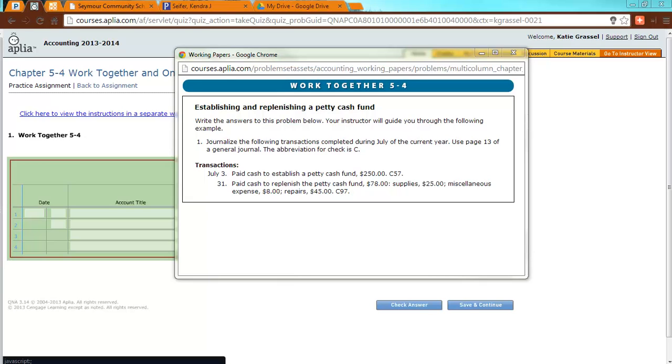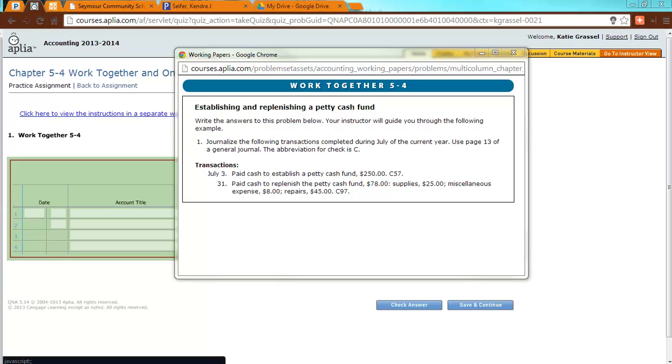So for this transaction on the 31st, I'm going to debit supplies, then I'm going to debit miscellaneous expense, and I'm going to debit repairs. In Aplia, it matters the order. If you weren't in Aplia, could you do repairs first? Certainly. But in Aplia, you need to do them in the order that they're listed in the transaction. So the first one we'd have to do is supplies, then miscellaneous, and then repairs. And there's not an account called repairs, but there is going to be an account called repairs expense.